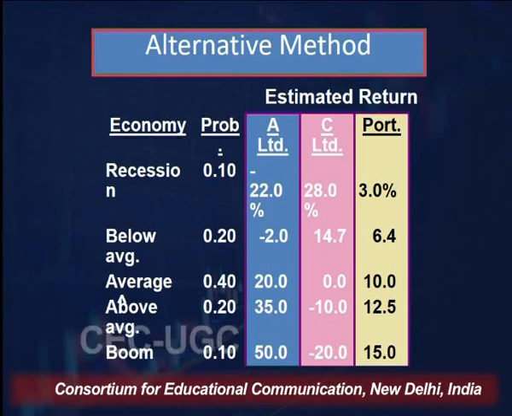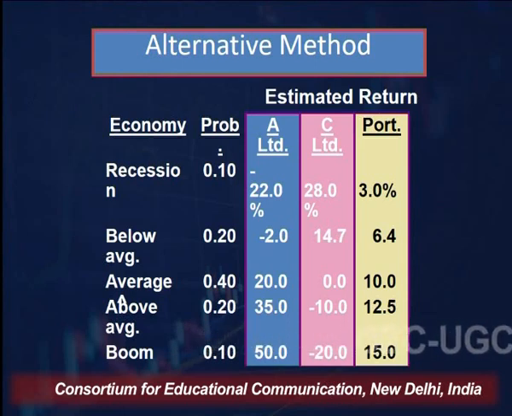Now, there is another method for doing this same calculation. When you are investing, you already know that there can be recession, there can be below average performance, there can be average performance, there can be above average performance, and there can be boom in the economy. So obviously, the returns will also move in tandem. So what we've done is we've assigned certain probabilities in all the 5 scenarios, and we have inserted the returns expected from A, the returns expected from C, and then what the returns are in case there is recession, below average performance, above average performance, and so on.